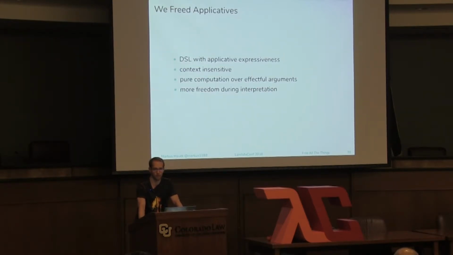So we already freed our applicatives. That was very similar to the free monad case. And we get back a DSL with applicative expressiveness. So we can no longer depend on previous effectful values, so the computation is more or less fixed. But users are still familiar with the applicatives, and then they can use your DSL. And you also get a lot more freedom during interpretation, and you can actually do a lot of stuff in there. You can, for example, execute your applicative in parallel if you want to, without the user even knowing.